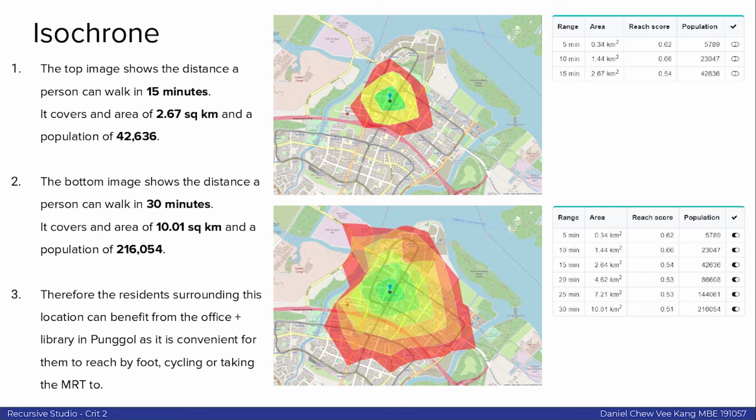Next, I run an Isochrone Map where I can find out that within a 15-minute walk, this place can cover a population of 42,000. Whereas if you extend it to 30 minutes walk, it covers an area of 10 square kilometers and can reach a population of 216,000. This strategic location not only covers Punggol population, but also its neighbouring districts. Therefore, the residents surrounding this location can benefit from the office and library in Punggol, as it is convenient for them to reach by foot, cycling, or by taking the MRT.